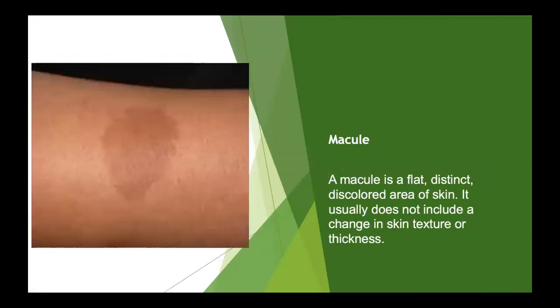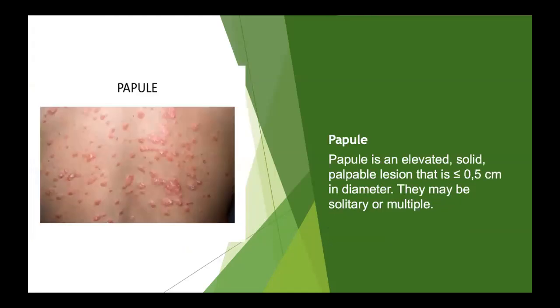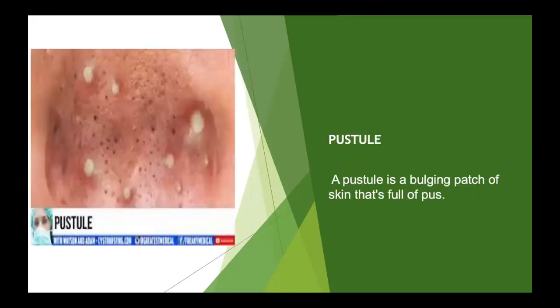Macules are a flat, distinct, discolored area of the skin. So it usually does not include a change in skin texture or thickness. We have papules, which are an elevation. It's a solid elevation, a palpable lesion that is less than or equal to 0.5 centimeter in diameter. And they may be solitary or multiple.